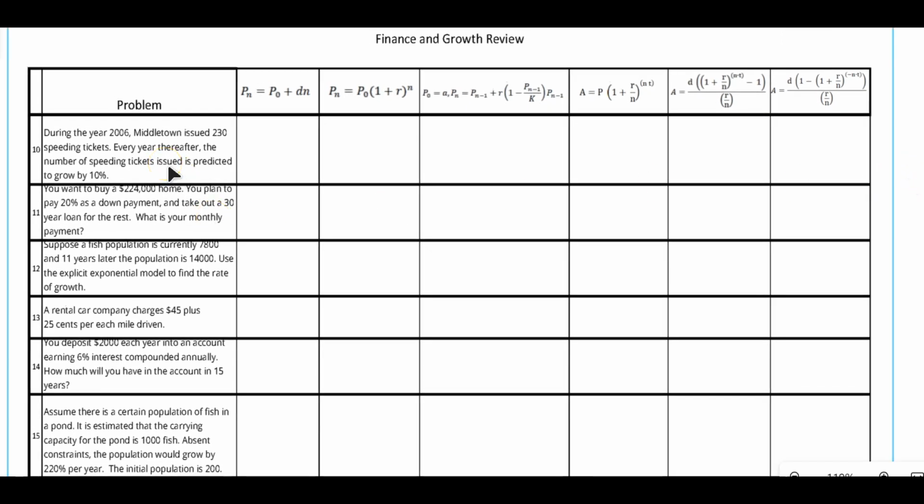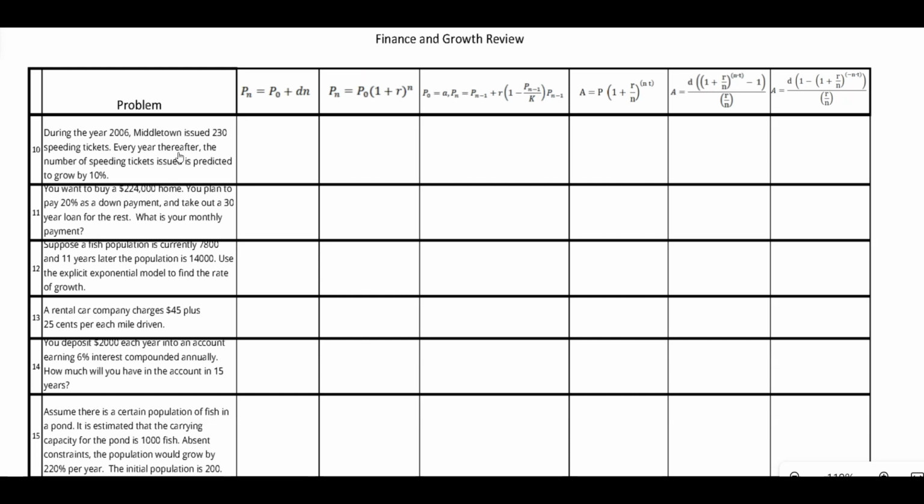During the year 2006, Middletown issued 230 speeding tickets. Okay, each year thereafter, the number of speeding tickets is predicted to grow by 10%. So this isn't a money problem, so it's one of the growth problems, one of the first 3. And because it's a percentage, we're going with the exponential growth.